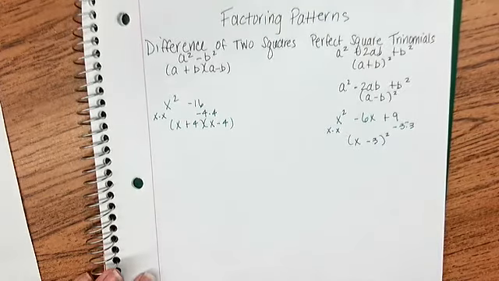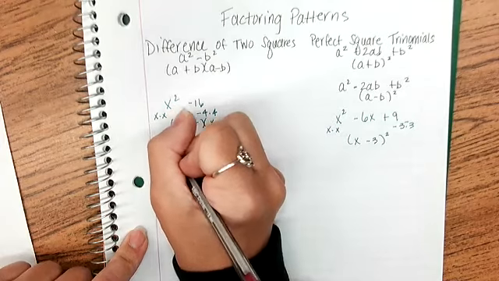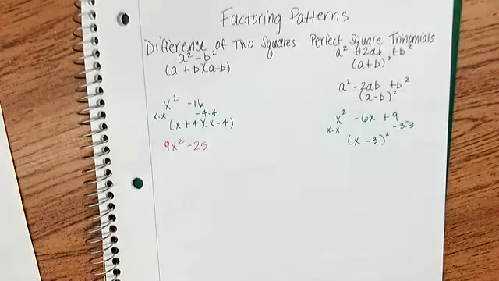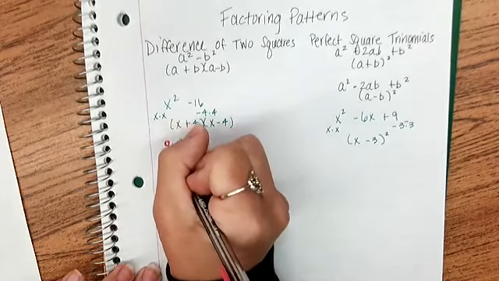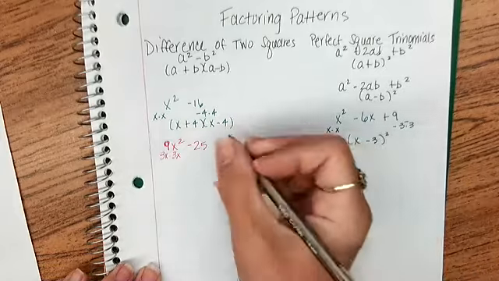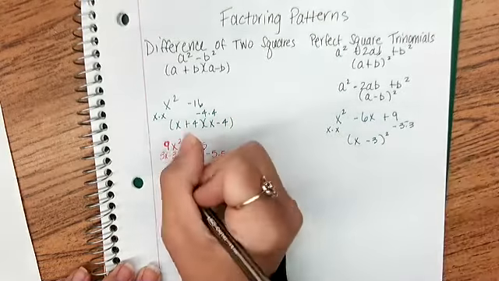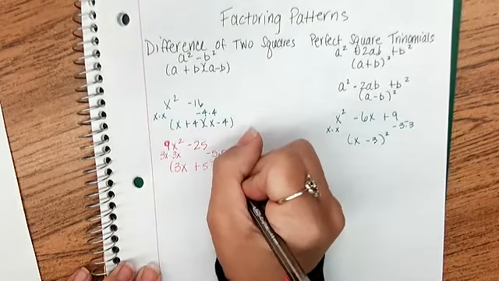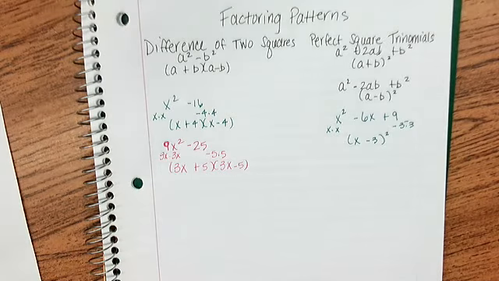There can be a coefficient, so instead of x squared minus 16, you could have something like 9x squared minus 25. 9x squared is 3x times 3x. Negative 25 is negative 5 times 5. So this factors as 3x plus 5, 3x minus 5. And of course, the order does not matter.